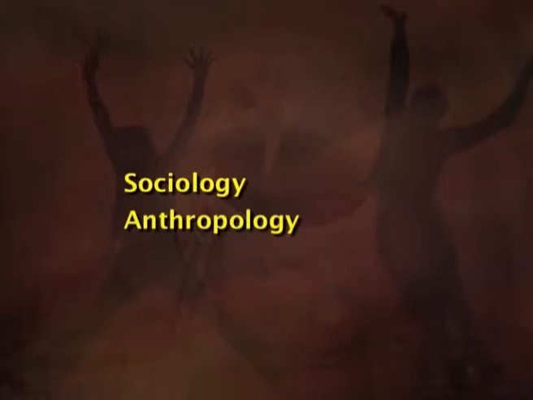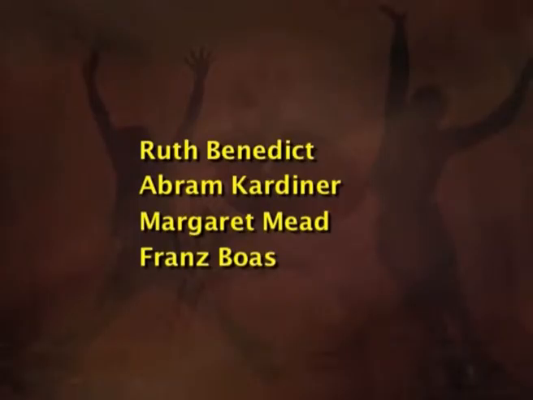Now, by the beginning of the 20th century, there were two fields, sociology and anthropology, that were developing independently, and independently they were making rapid movement and development towards understanding the social and cultural influences and basis of human development and personality. Now, there were a number of socio-cultural theorists. For instance, notable among them are Ruth Benedict, Abraham Gardiner, Margaret Mead and Franz Boas.